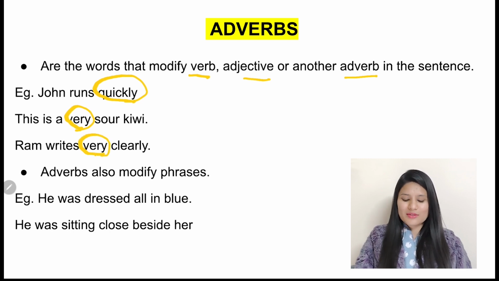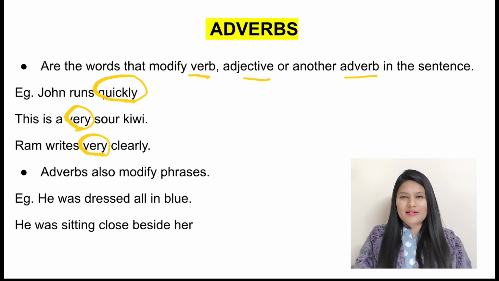Quickly in the first statement, very in the second statement, and very again in the third statement are adverbs. In the first statement, run is a verb and quickly is modifying that verb. Quickly comes after run. Run is being modified by the word quickly, so here quickly is an adverb. In the second statement, very is modifying an adjective, which is sour. Sour is basically a taste. This sentence tells us how a kiwi is very sour. So very here is modifying the adjective sour, and so this is an adverb.